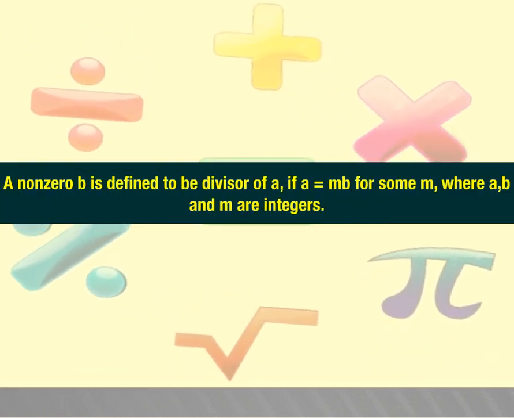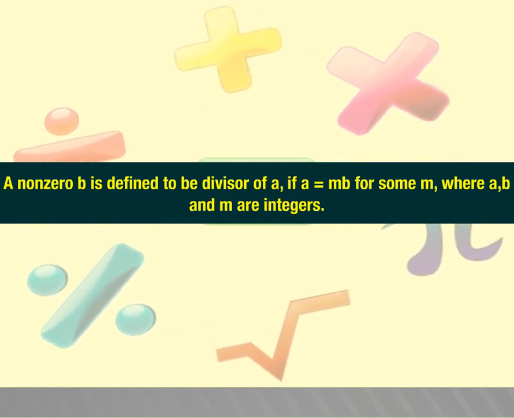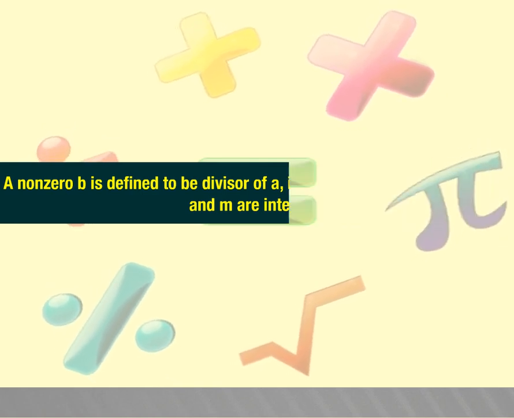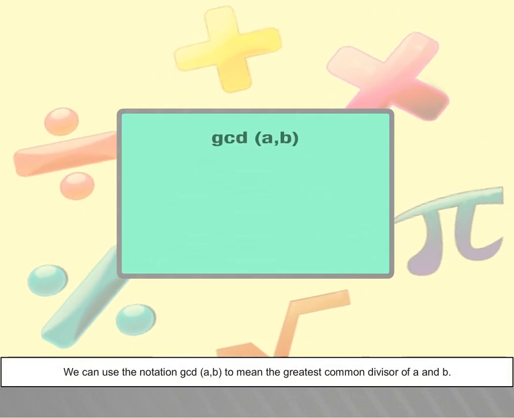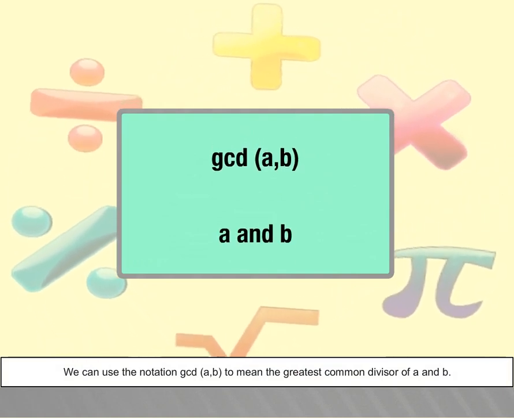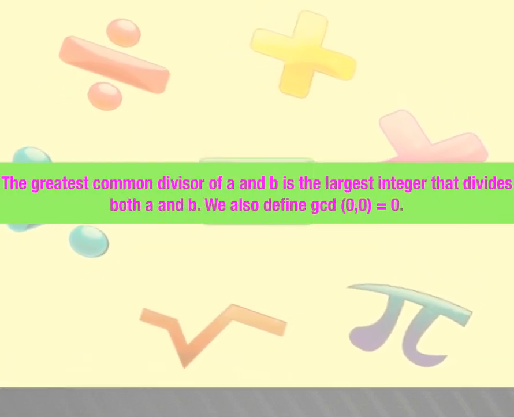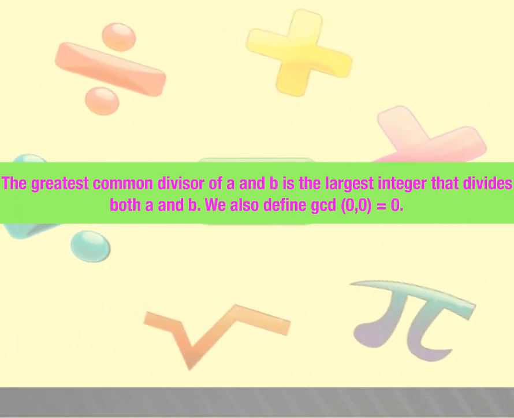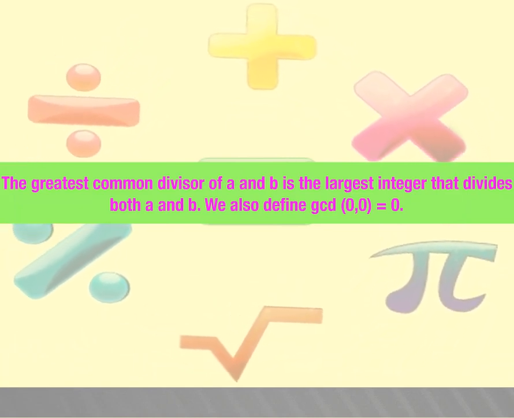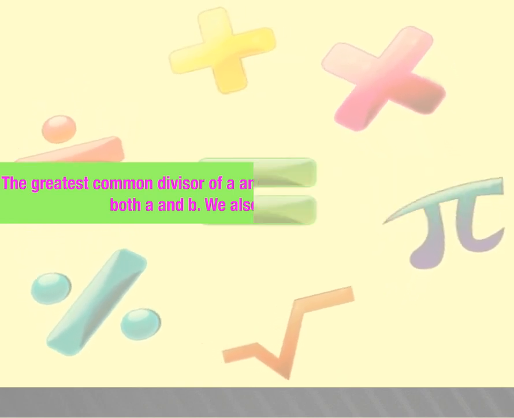A non-zero b is defined to be a divisor of a if a is equal to mb for some m, where a, b and m are integers. We can use the notation GCD of a, b to mean the greatest common divisor of a and b. The greatest common divisor of a and b is the largest integer that divides both a and b. We also define GCD of 0, 0 to be 0.